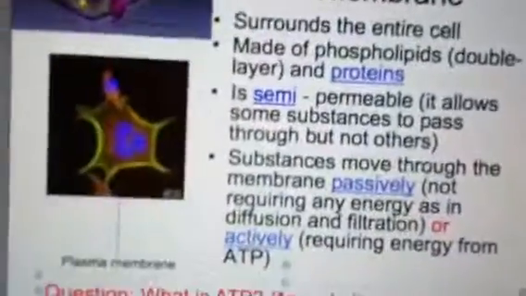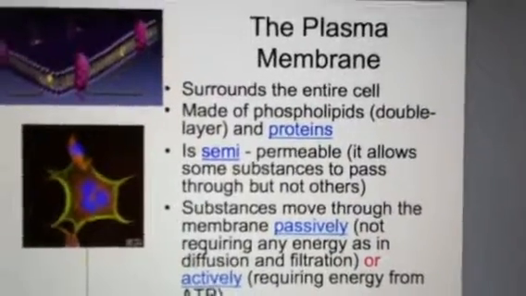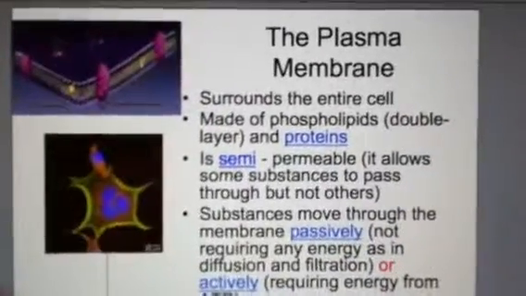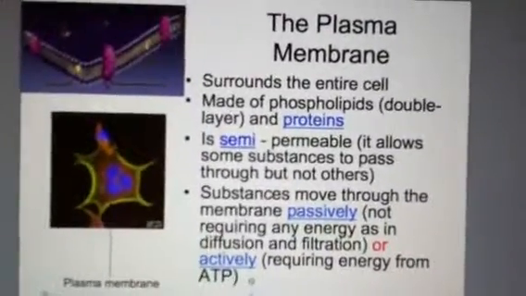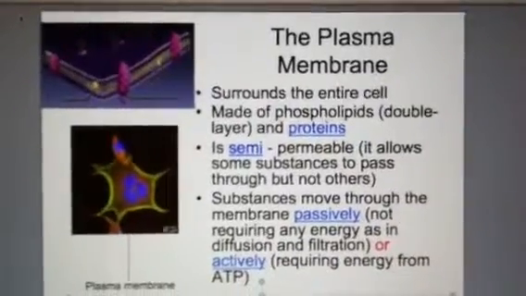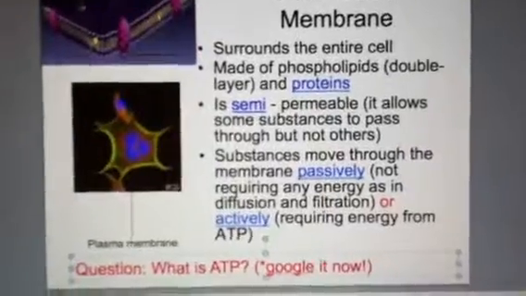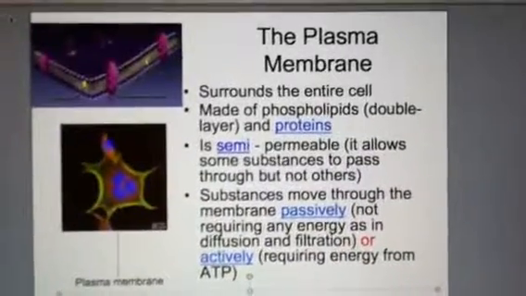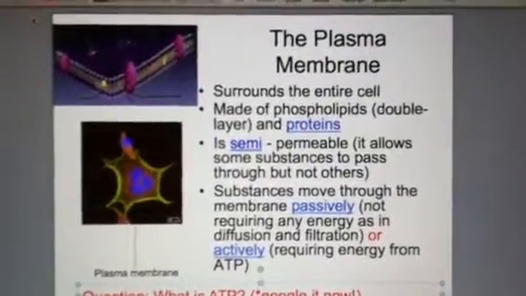Going back to our slide, bullet point 3, this membrane is semi-permeable. It's not solid like concrete or a rock. It allows substances to pass through it. Some substances can pass, not all substances can pass through. It's up to the cell as to which substances it needs and which can come through or not come through.